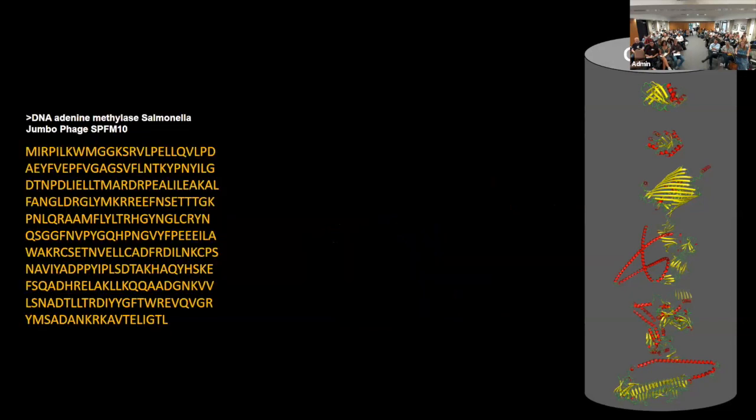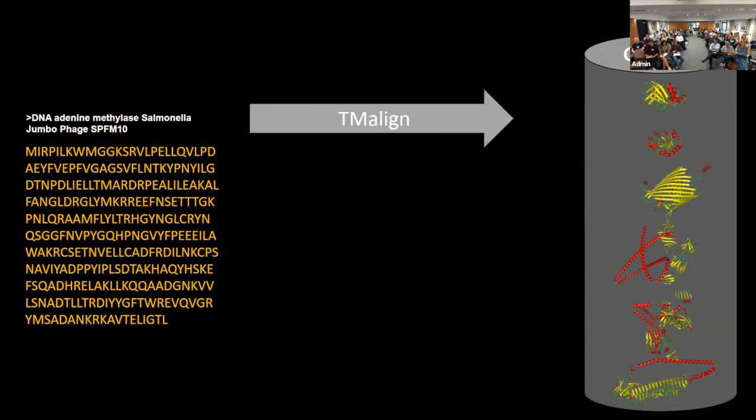So we can start with a protein which we know what it is. It's from Marcus' lab, from a Salmonella jumbophage: a DNA adenine methylase. Let's compare it to structures. There are three different ways to do it. First is TM-align. It's a program which can take two protein structures and align them in structure space. It's quite fast, a couple of hundred per second.